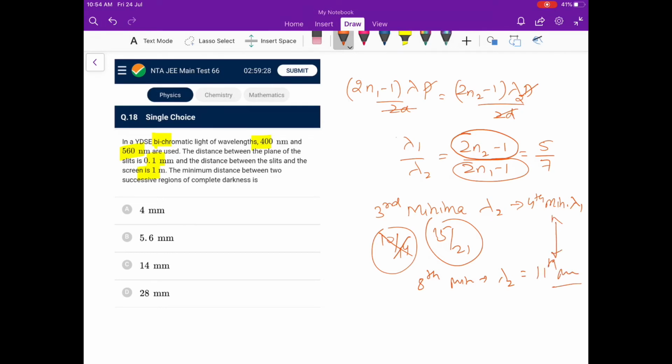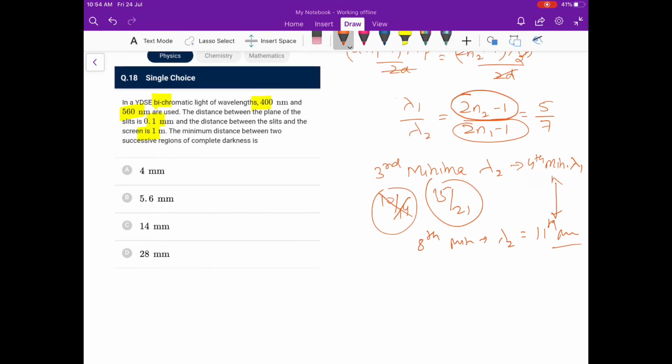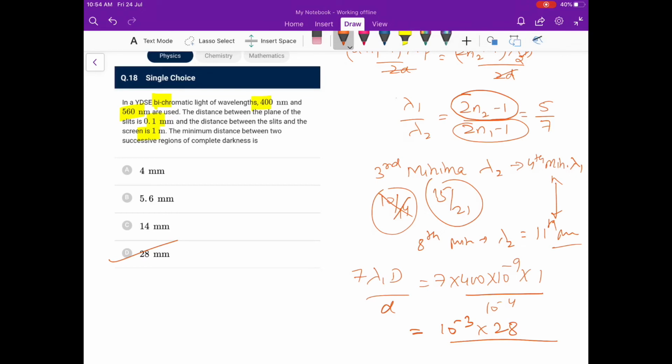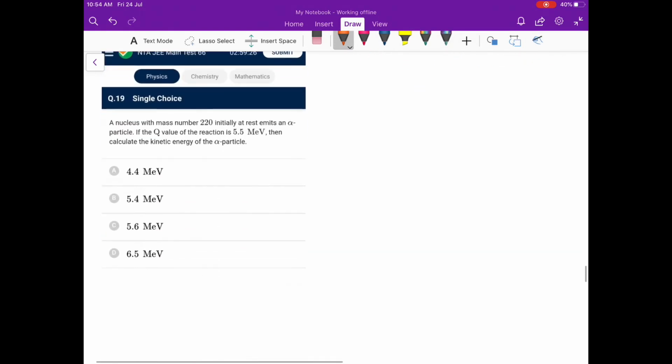So the gap would be 7 fringe widths you can make out, because distance between two minima is a fringe width, so it is 7 lambda 1 D by d. So 7 into 400 into 10 to the power minus 9, d is 10 to the power minus 4. Now what you will have, 10 to the power minus 7, and this is 10 to the power minus 3, this is 28, so we'll go for 28 mm. So it's a good question, you can do this in the way that I have told you.